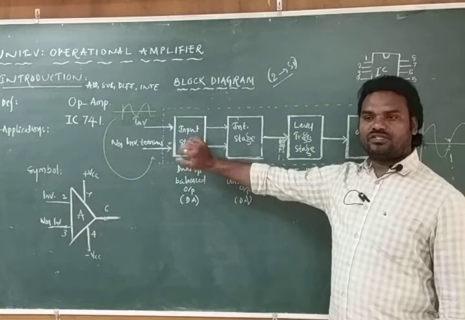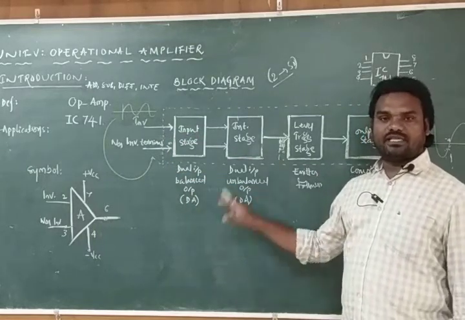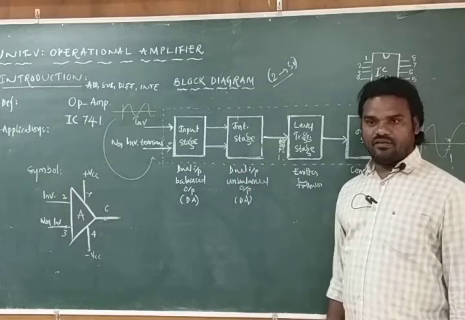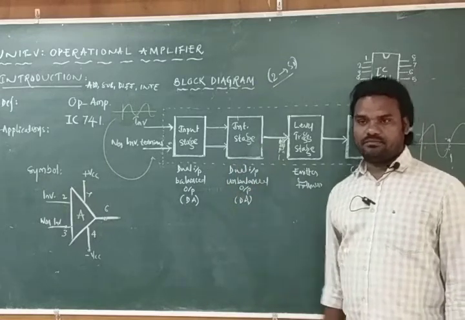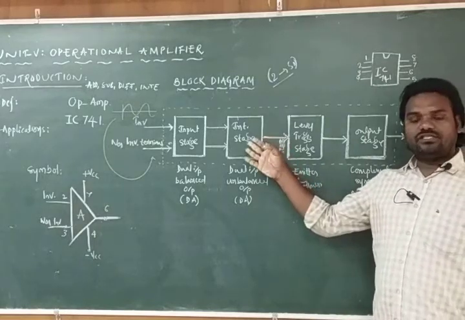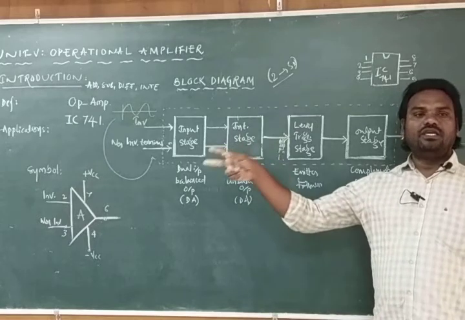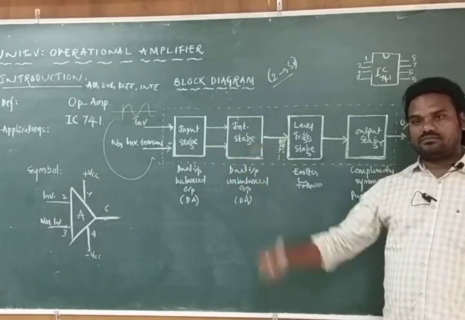First one is the input stage. It is designed with a differential amplifier. It is a balanced differential amplifier, where inputs and outputs are the same: 2 inputs for 2 outputs. The next stage is the intermediate stage. It is an unbalanced differential amplifier with 2 inputs and 1 output.